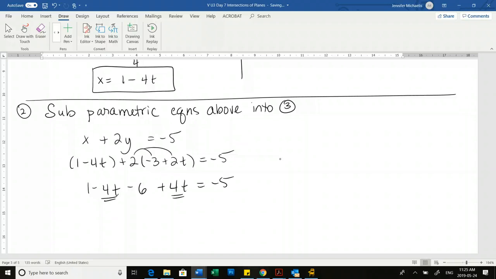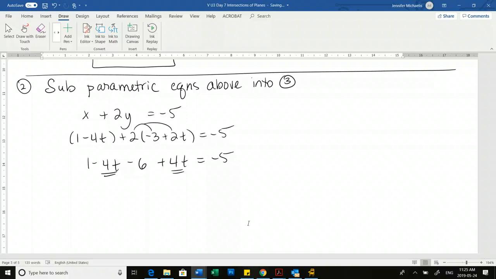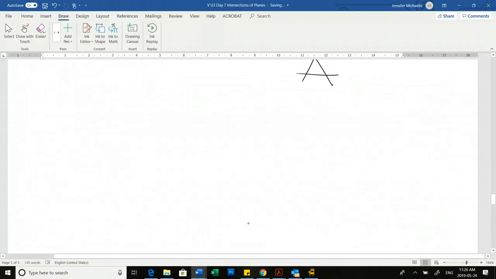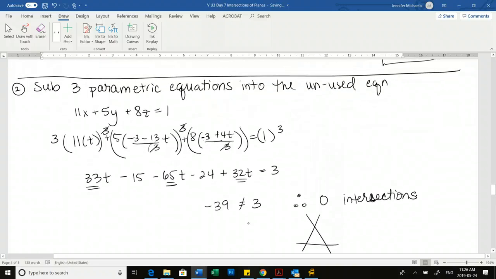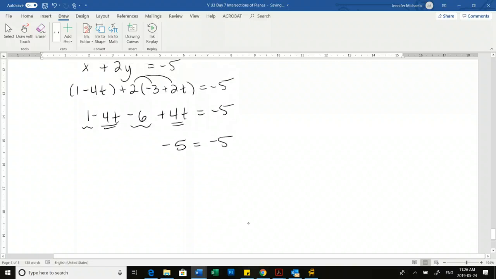Okay, so we're noticing the t's will cancel. This happens anytime you have 0 points of intersection or infinite. And then the rest of what I want to check is if the constants, when I gather those together, give me a true statement. So either you will get what we had last question, where you get an untrue statement, like -39 equals 3. We know that's not true. Or you will get a true statement, which means that they have infinite points of intersection. So it's either 0 or infinite in these cases.